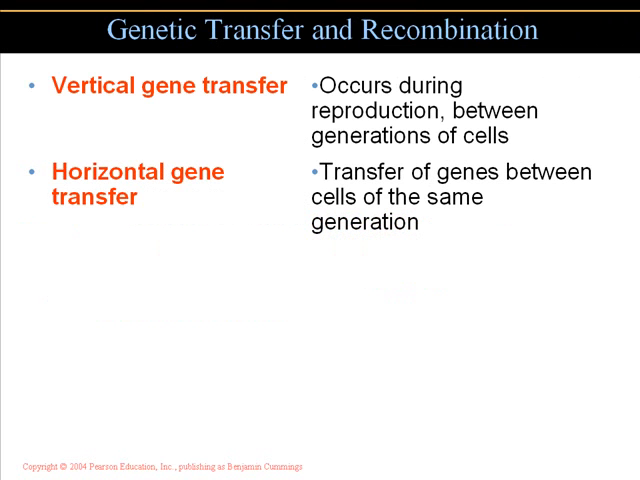Vertical gene transfer occurs during the reproduction phase. That makes sense because it's being passed to the offspring. Horizontal gene transfer is the transfer of genes between cells of the same generation.